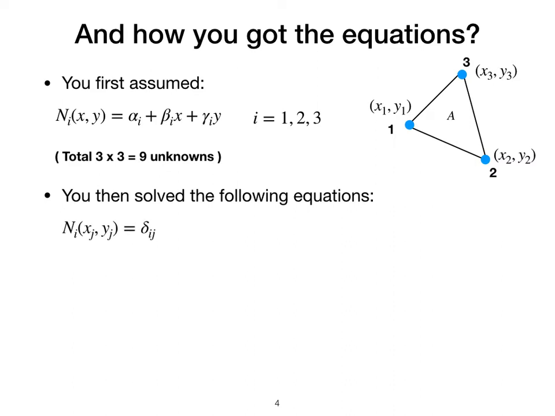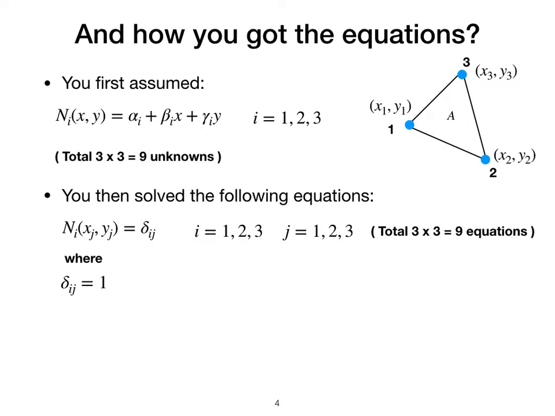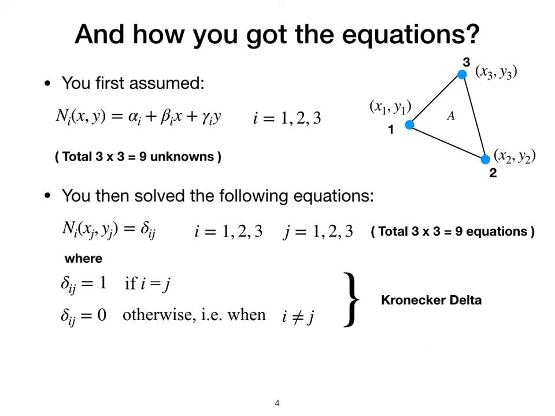Ni at xj, yj equals delta ij for i equal to 1, 2, 3 and j equal to 1, 2, 3. Here also there are a total of 3 times 3 equals 9 equations, where delta ij equals 1 if i equals j and delta ij equals 0 otherwise, that is when i is not equal to j. This delta ij is also known as the Kronecker delta.